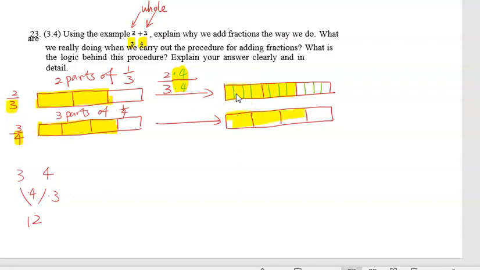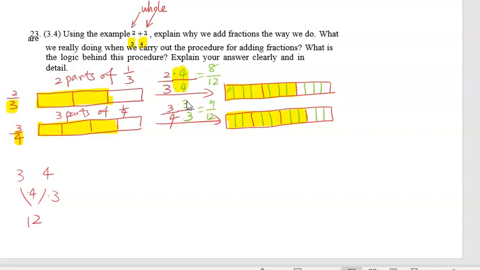Same thing here. For 3/4, we're going to multiply both the numerator and denominator by 3, which means we're going to divide each part into 3 equal parts. 1, 2, 3, and 1, 2, 3. Notice the whole is turned from 4 parts into 12, and the yellow shaded parts are turned from 3 parts to 9 parts. So we get 8 out of 12 and 9 out of 12.